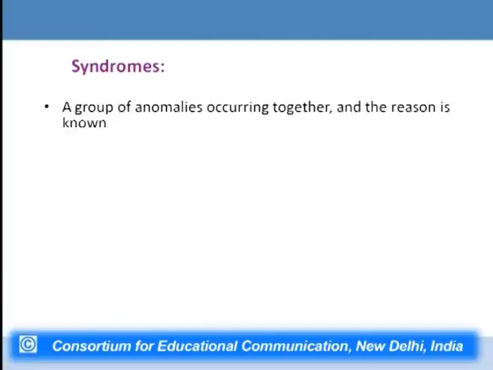Now, another type is syndrome. What exactly happens in syndrome? In syndrome, a group of anomalies occur together, and the reason for the occurrence of this type of malformation is known, and the risk of recurrence is known. That means if a particular couple gives birth to a child with this syndrome, by using the genetic factor, by using the law of probability, the risk of recurrence of this syndrome in future progenies can be found out, and genetic counseling can be done for such individuals.